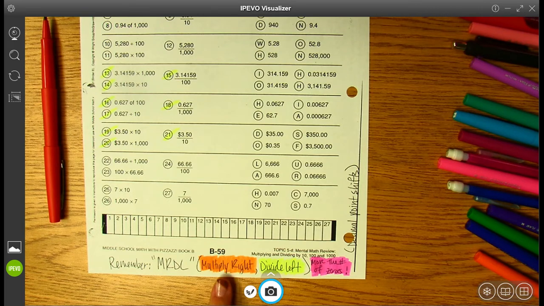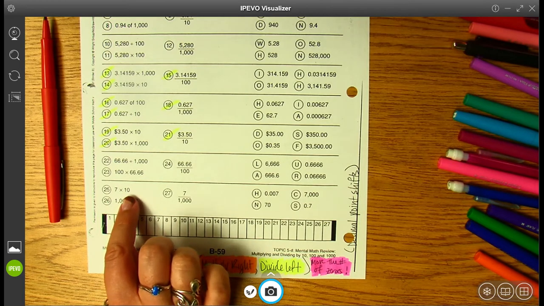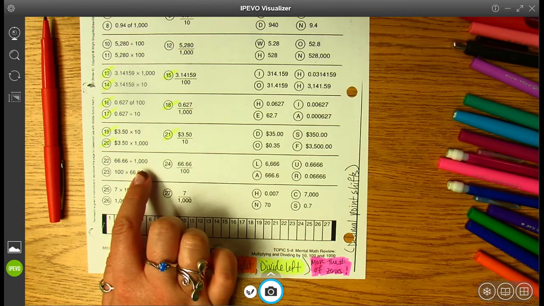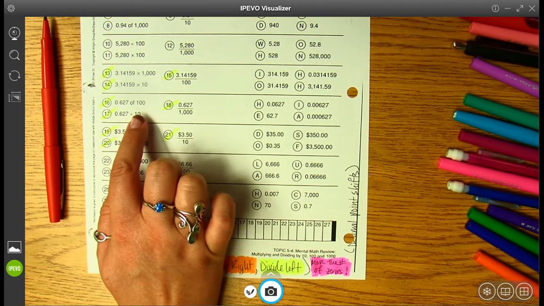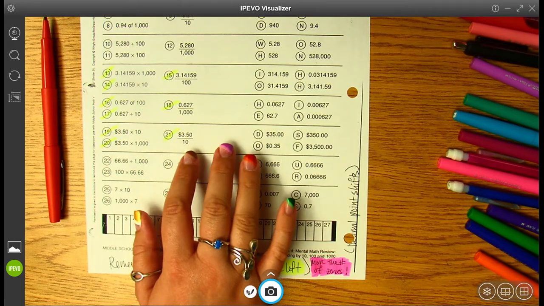Okay, so if you're multiplying by a power of 10, move the decimal to the right. If you're dividing by a power of 10, and that's like 10, 100, 1,000, move the decimal to the left. Now, how many times do you move the decimal? Move it according to however many zeros there are. So if it's 10 that you're dealing with, you'd move it one time. If it's 1,000, you'd move it 3 times. If it's 100, you'd move it twice.